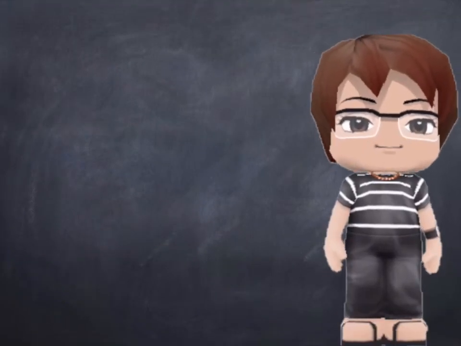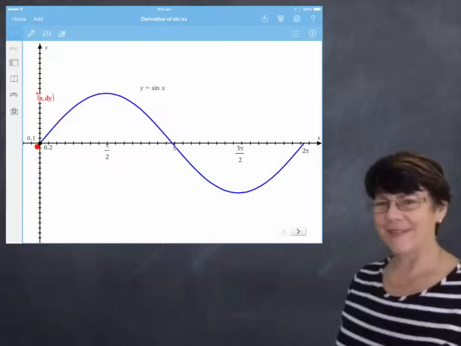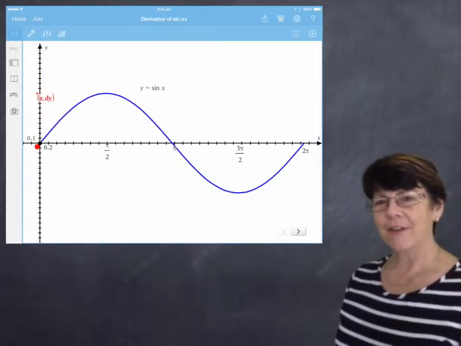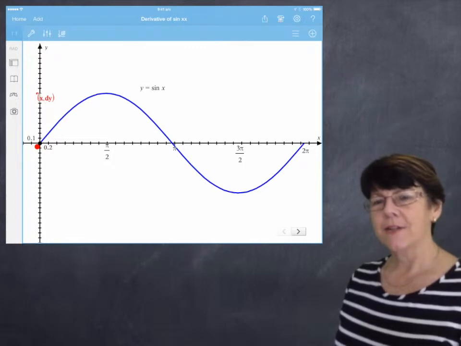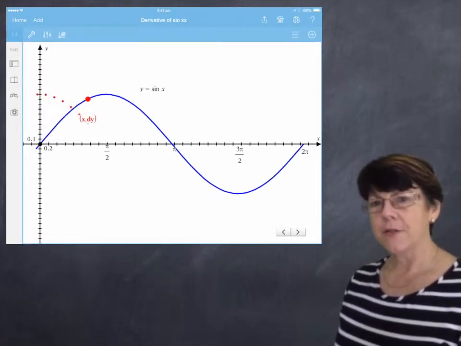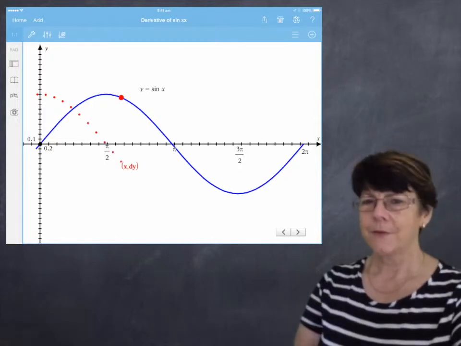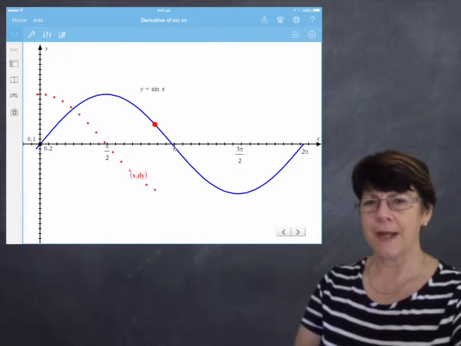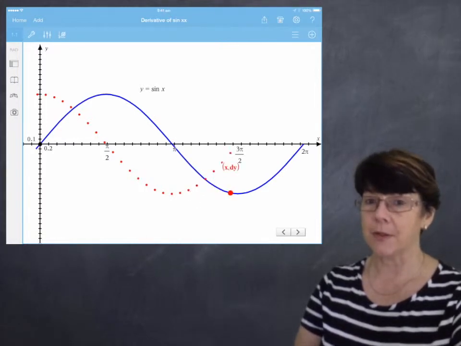Finding the derivative of trig functions. Here is the graph y equals sine x, shown with a blue line. It is drawn for the domain 0 to 2 pi. The derivative of a set of points on the line y equals sine x is found and plotted with a red scatter plot. Have a look and see what happens to the shape of the graph.